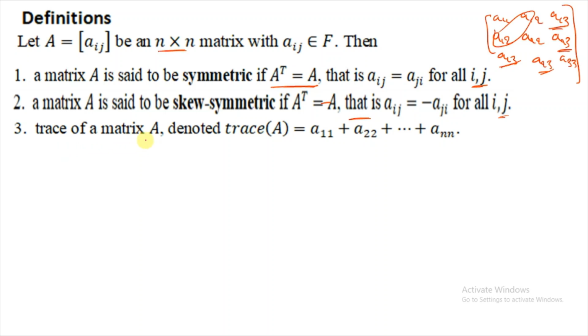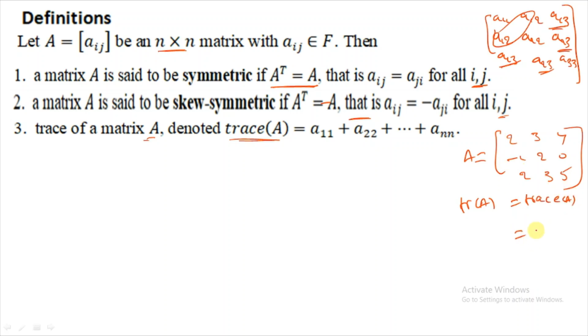Now, trace of a matrix. Trace is denoted by trace of A. Trace means the sum of diagonal elements. Suppose A is the matrix with rows 2, 3, 2; 3, 4, minus 1; 2, 0, 5. What is the trace of A? Sometimes you write tr of A or trace; whatever you write, both are the same. The trace is equal to the sum of the diagonal elements: 2 plus 4 plus 5, which is 11.